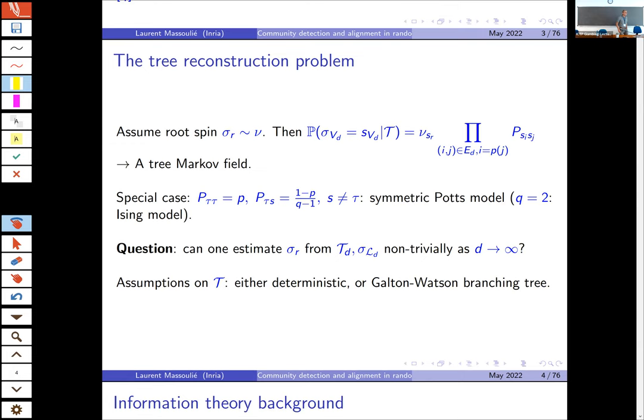I have not said what our tree will be. Our tree will be for us either a deterministic tree. We'll assume it's given, it has such and such property. But most of the time, we'll assume it's a probabilistic tree. It's a Galton-Watson branching tree. So for instance, you assume that each individual has a random number of children that is a Poisson distributed random variable.